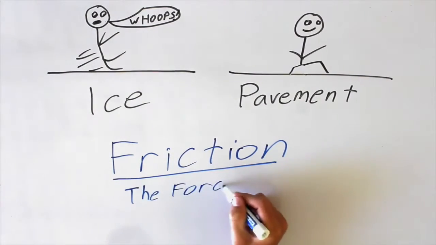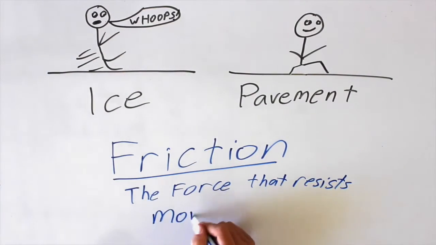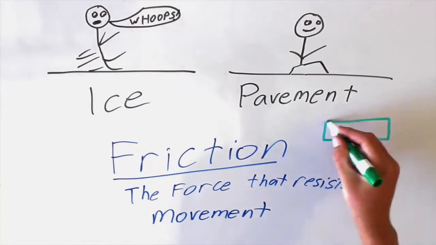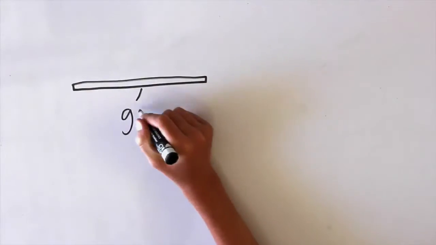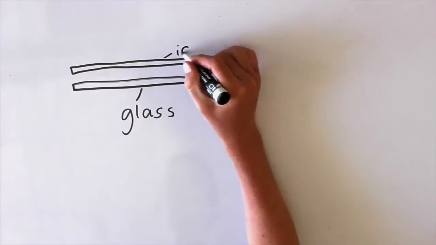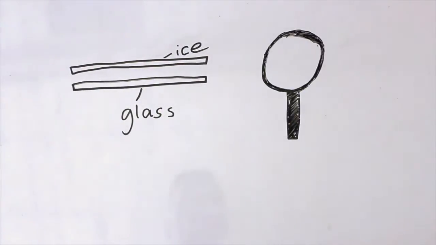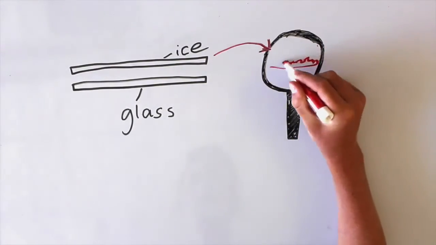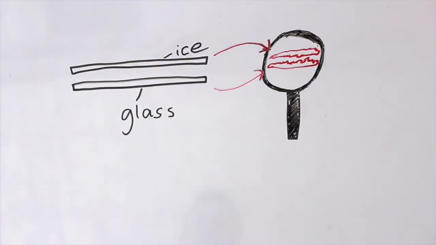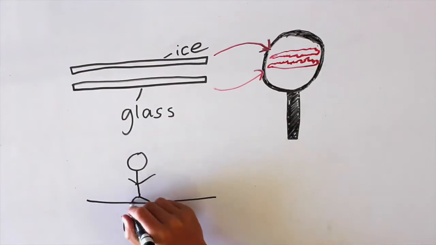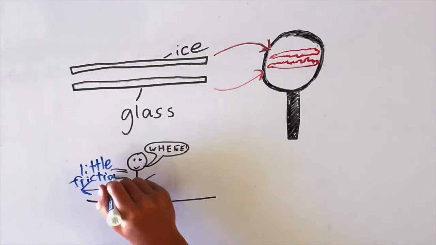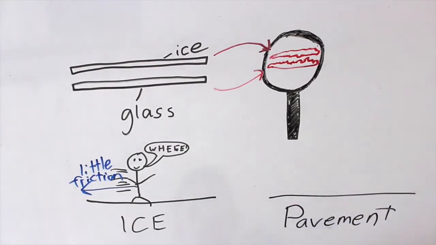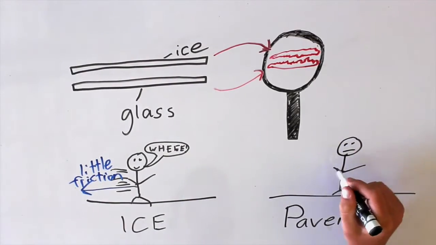Friction is the force that resists movement. There is friction between all touching objects sliding over each other. Even the smoothest looking surfaces are very rough on a microscopic level. So when we slide them over each other, there will always be a friction force working against that movement. When you walk on ice, there's very low friction, so there's very little force working against your feet sliding. Whereas on pavement, there is much more friction, so you can control your feet.